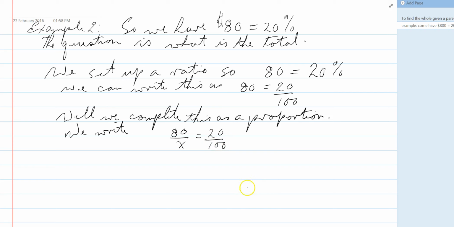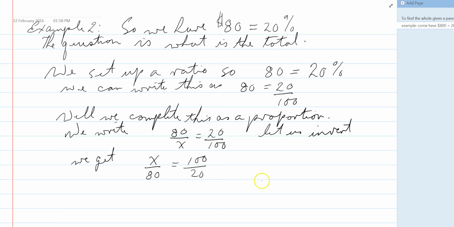So to solve for x, we need to get rid of everything on the side that has x and isolate the x. So we multiply both sides by x, or we can invert. Let us invert. We get x over 80 is equal to 100 over 20.